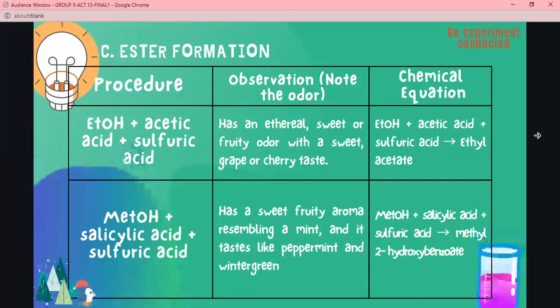And the next procedure is MeOH, or also known as methanol, plus salicylic acid plus sulfuric acid. The observation of this procedure is a sweet fruity aroma resembling mint, and it tastes like peppermint and wintergreen. Next is the chemical equation. The chemical equation of this procedure is methanol plus salicylic acid plus sulfuric acid yields methyl 2-hydroxybenzoate.